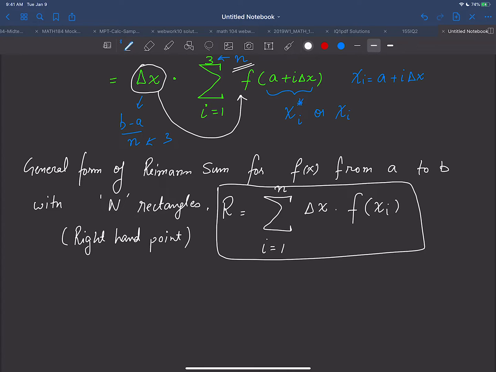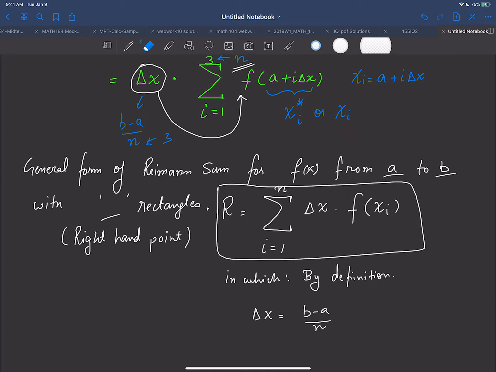This is the formula that they want you to remember. Okay, in which, by definition, delta x is always going to be b minus a over n. So you're given the a, you're given the b, you're given the n, so you can put them down there. B minus a over n. I should use small n here, just to avoid confusion, because everything is in small n, right? This, and then x i is always defined to be a plus i times delta x.